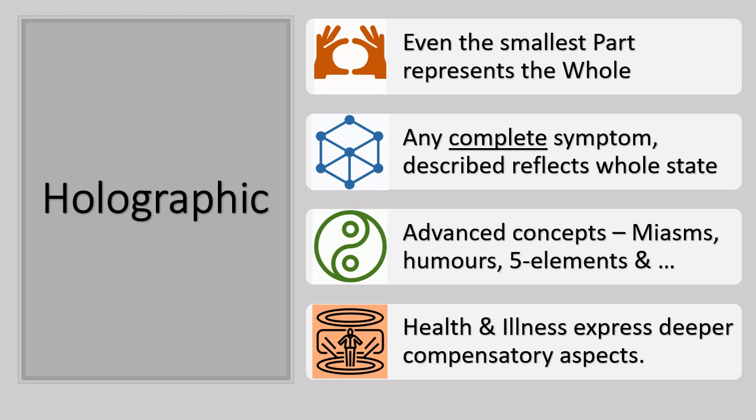Another thing that we must understand in the holographic model is that both health and illness express deeper compensatory aspects. Every illness has a meaning. It is not just a representation of symptoms, nor is it just the effect of a common cause. At a deeper level, each person has a compensation which he or she is achieving through the process of illness. These are quite deep concepts, but I'm sure by the end of the course, you will not only get a good understanding, you'll also be able to handle them and use them in your day-to-day practice.